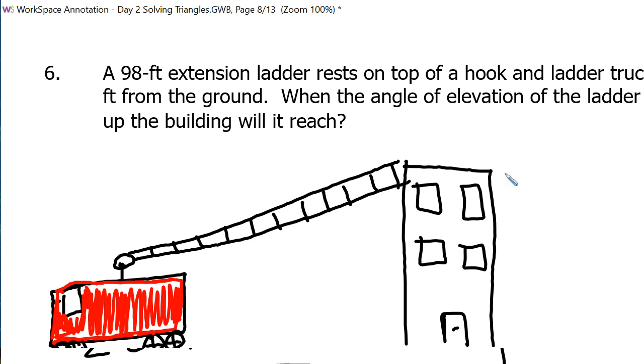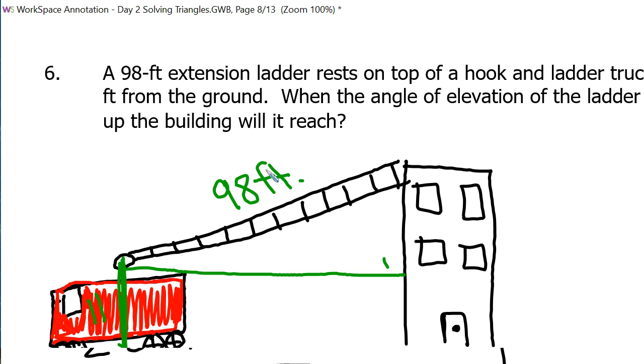Let's see what they told us. So we have a 98-foot extension ladder. So I know that this ladder is 98 feet long. And it says its base is 11 feet from the ground. So that means the base of the ladder from here to here is 11. So really what I need to do is make myself a little right triangle right here. And the distance from the ground to where the ladder is 11 feet.